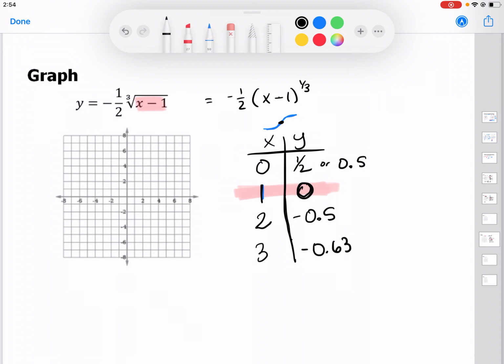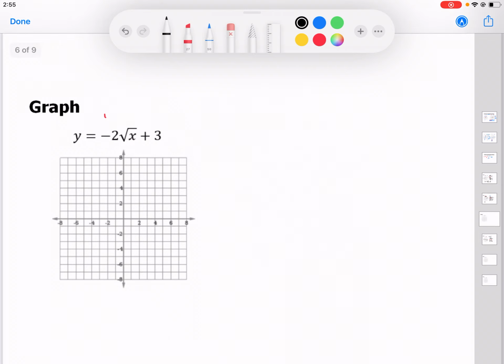Okay, and then I'll go ahead and plot those. 0.5, 1, 0, 2, negative 0.5, and then negative 0.63 is just a little lower. So it's going to look something like that. Okay, do what you want. If you want to keep watching, great. I'm going to keep doing a couple more, just so you have several examples here.